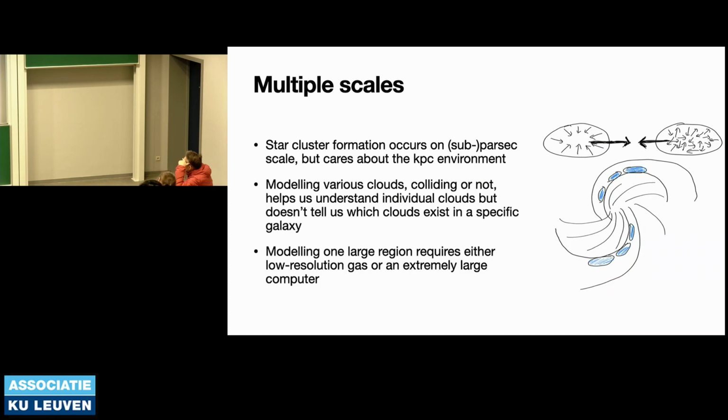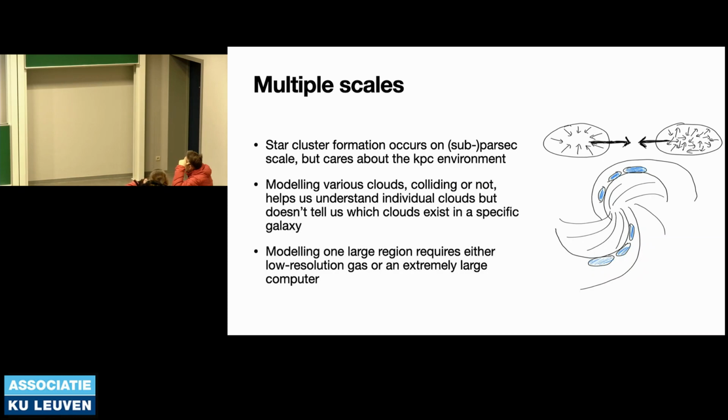Also, you need to think about multiple scales. So a cluster in isolation is just one spherical thing, at least if it's a little bit older. But star cluster formation occurs on the scale where it also cares about what's going on outside its own little parsec or a few parsecs. The clouds that form the stars are formed in a galaxy. And the galaxy is quite a lot bigger than the star cluster. So this is a multi-scale problem.